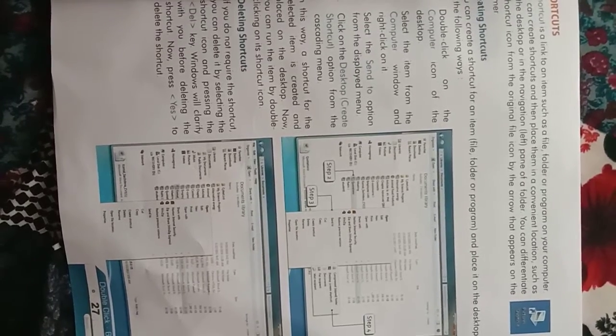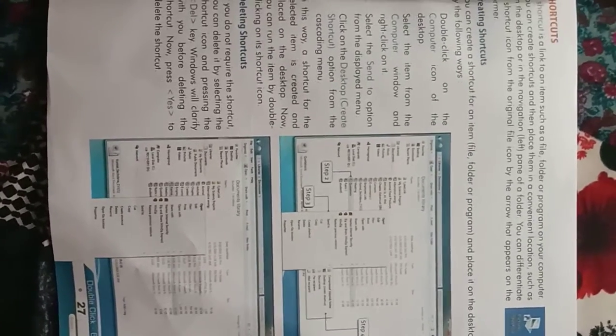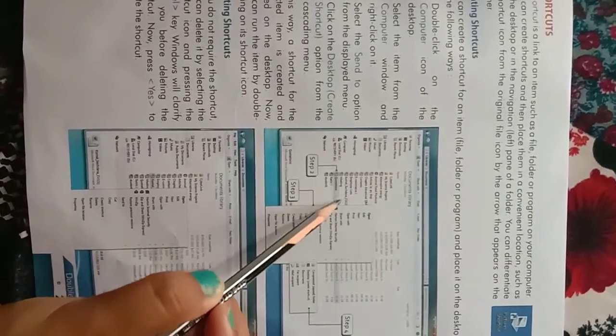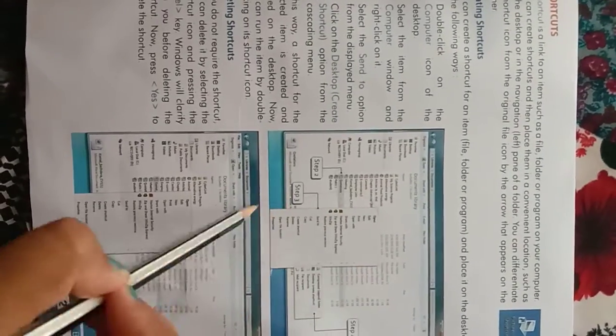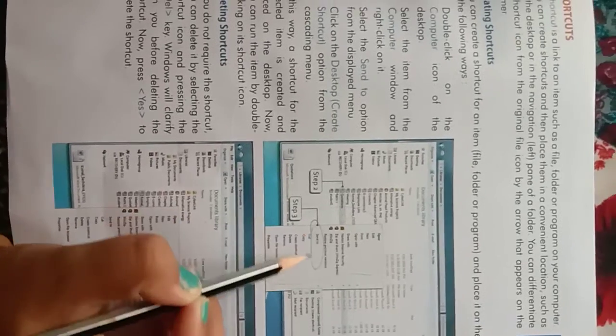Now next is about creating shortcuts. If you have a file saved in any folder and you want to create a shortcut of that file or folder in another folder or another local disk, what do you have to do? You just have to go to that file and right click on that file. The drop down menu will appear. Then here you have to select the send to option.